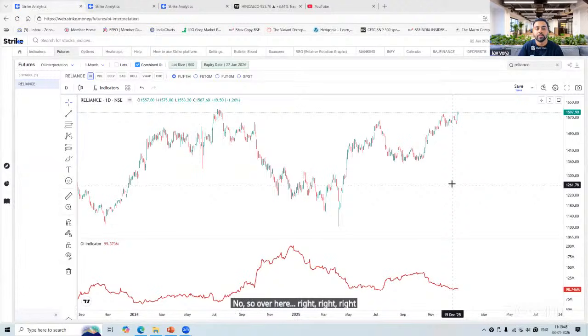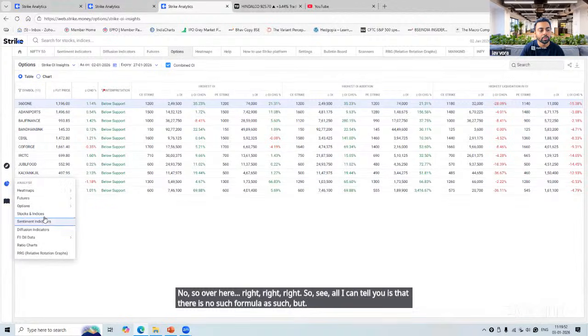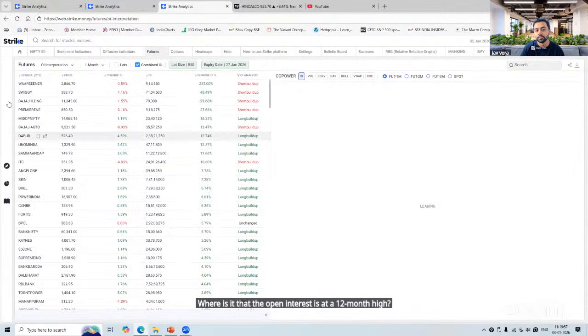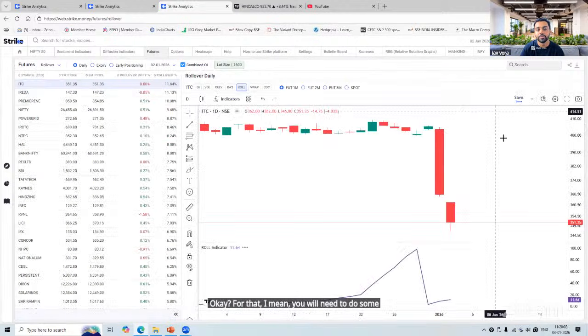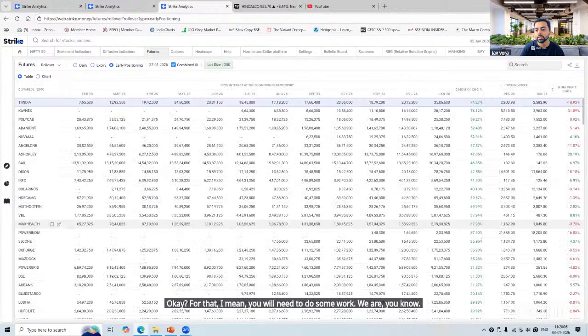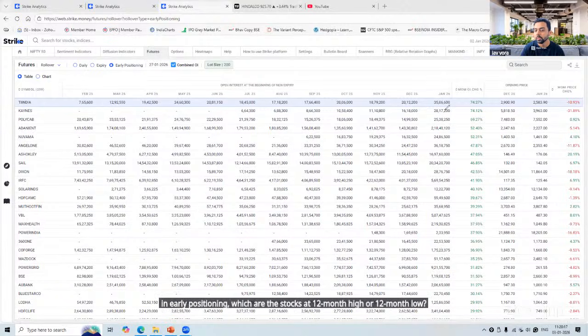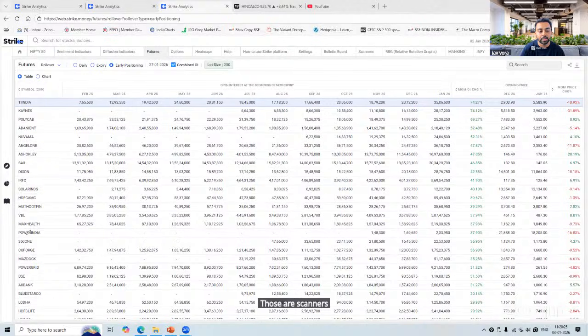Right. So see, all I can tell you is that there is no such formula as such, but over here, what you need to find is that where is it that the open interest is at a 12-month high? Okay. For that, you will need to do some work. We are, at a later stage, trying to think of scanners as well to say which are the stocks in early positioning, which are the stocks at 12-month high or 12-month low, just so that you understand where the open interest is at an extreme. Okay, those scanners can be built at a later date.